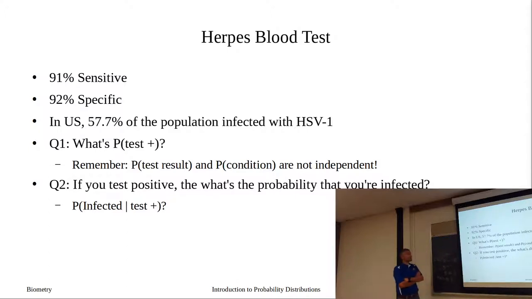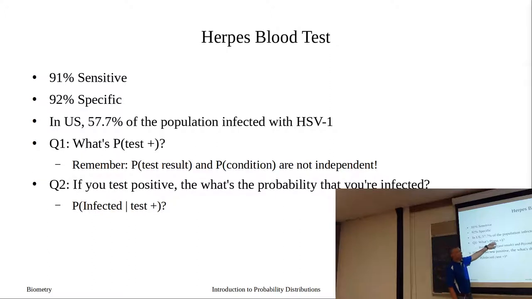Seems like a lot. So we're going to answer two questions. First, what's the probability that we're going to get a positive test? Just straight up, not even concerned if we have it or not. We just want to know, if I go in and take the test, what is my base chance of testing positive? All right, and then question two, if we do test positive, then what's going to be the probability that we are actually infected, all right? And the way we approach these is using conditional probability.